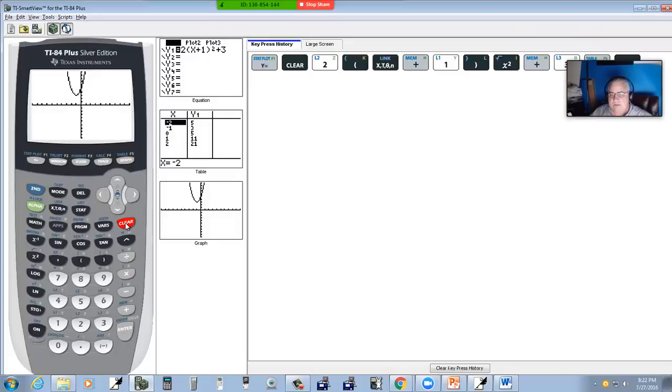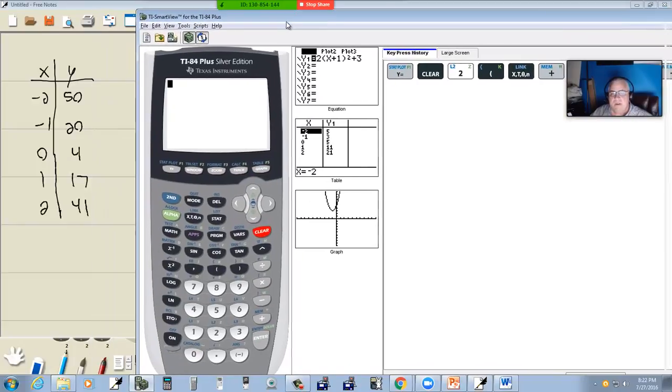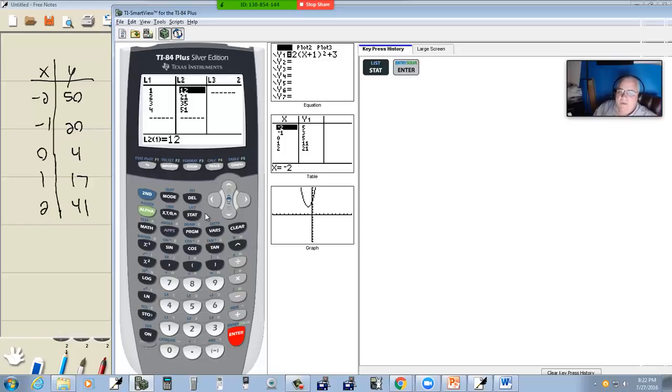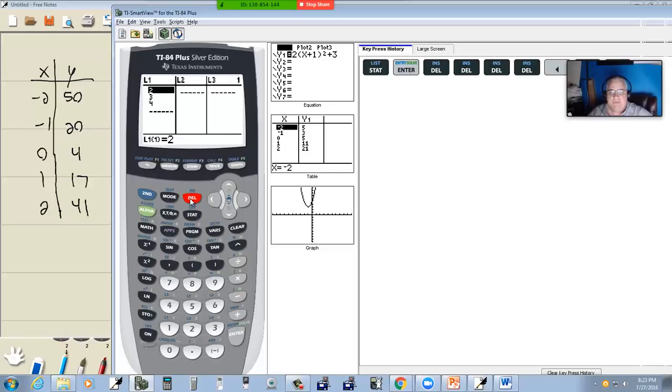So on my calculator, I'm going to press my Stat button, do Enter on Edit, and if you already have numbers here, you can delete it just by pressing your Delete key. So I'll press my Delete key, I'll delete the number that's highlighted, and I can keep doing that to delete the numbers out. There's a quicker way to do that, but this is a safe way.